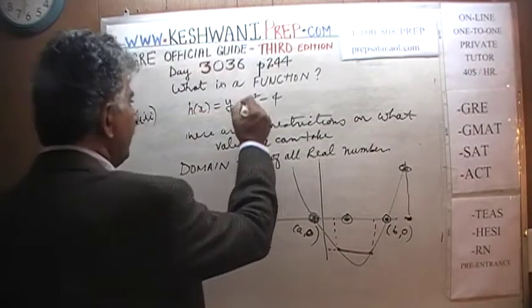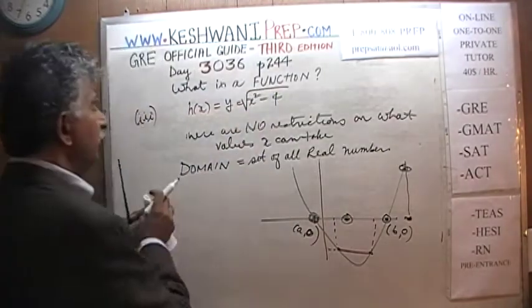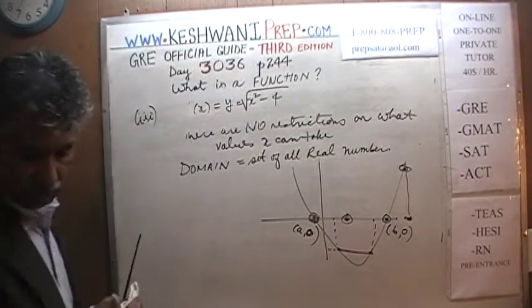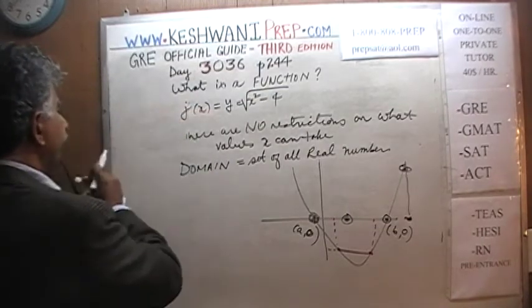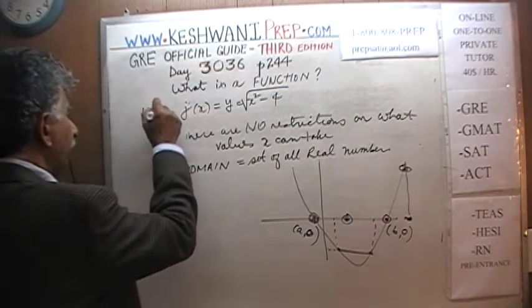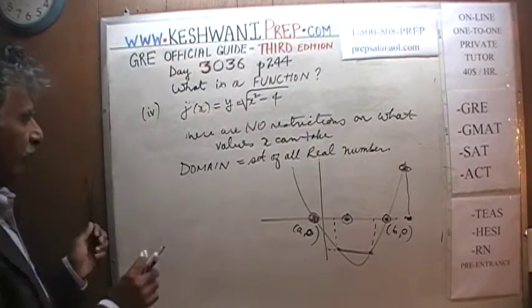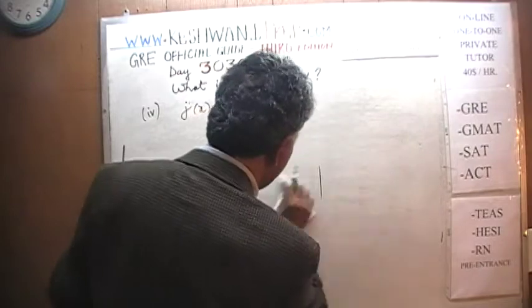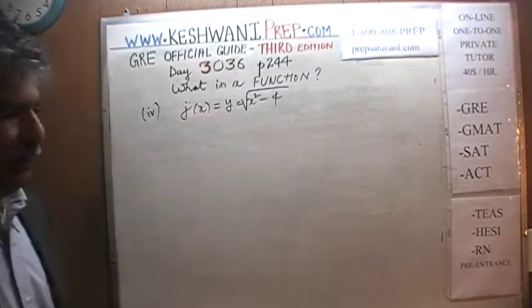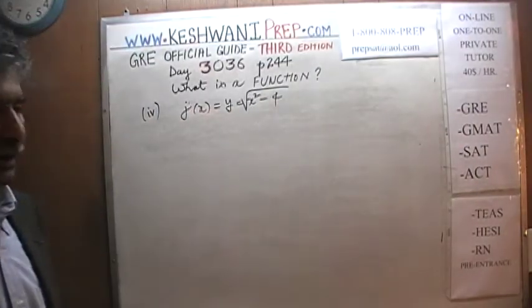But what happens once we put a square root sign on it, which was our next one? What happens when we put a square root sign on it? Now we have a problem. Let's see what happens. Once we have a square root sign, we cannot take the square root of a negative number.